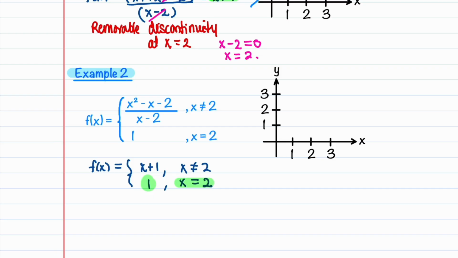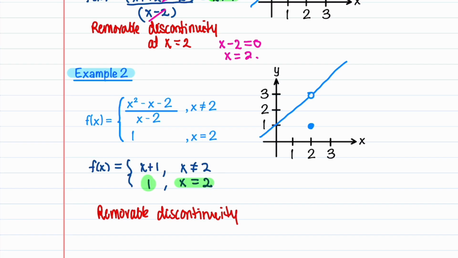Let's graph this function. When x is 2, our function is 1. So let's put in a closed circle right here. And then the function is going to look exactly the same as it did before, except now we're going to have an open circle here. So it's going to look like this. Our function is discontinuous at x is equal to 2, and this is called a removable discontinuity at x is equal to 2.